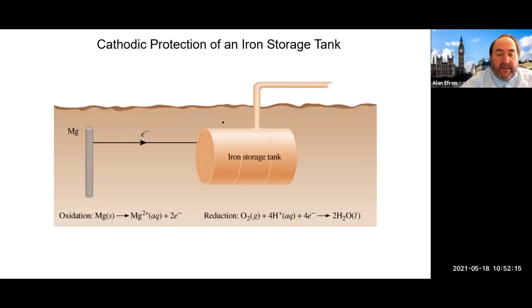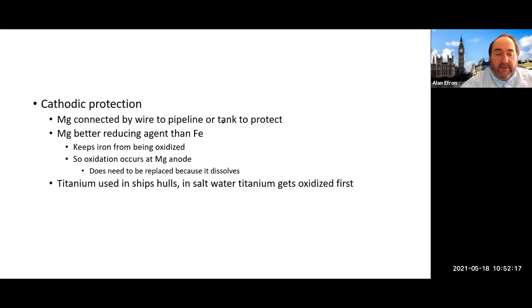Another way we could protect is through cathodic protection. For example, if we take something like magnesium that's connected by a wire to a tank, like an iron tank or some type of storage tank that you would maybe bury underneath the ground to store things. Magnesium is a better reducing agent than iron. So what does that mean? Well, remember, things that are reducing agents are the things that get oxidized.